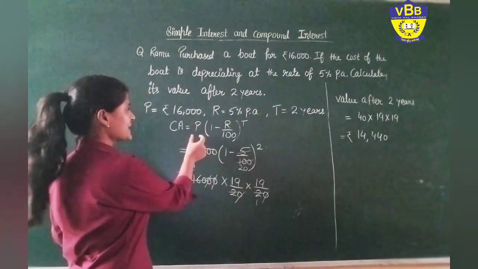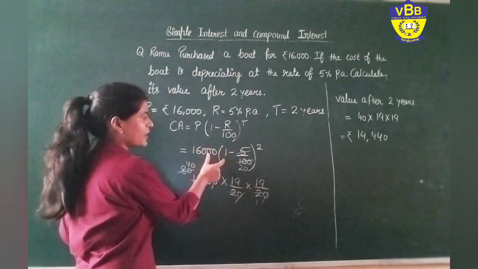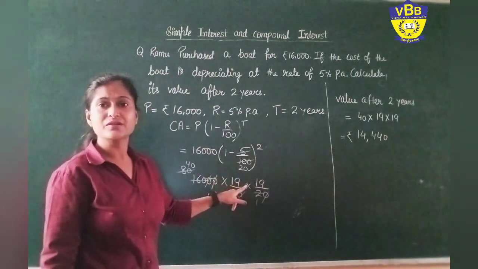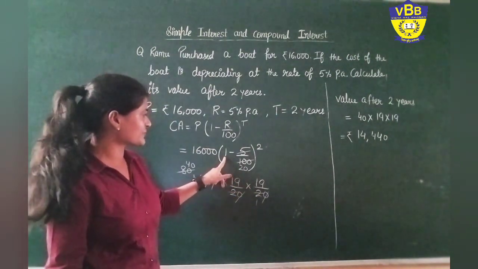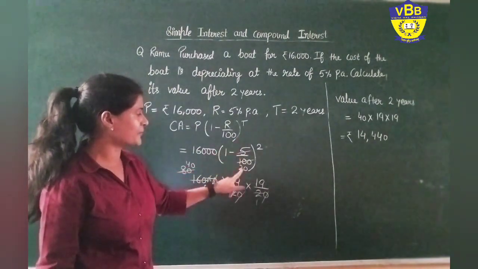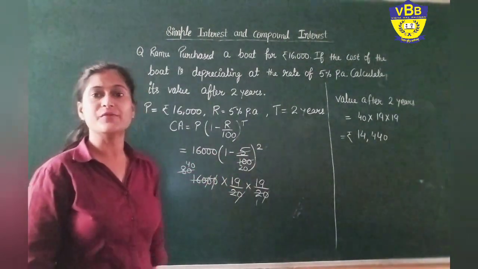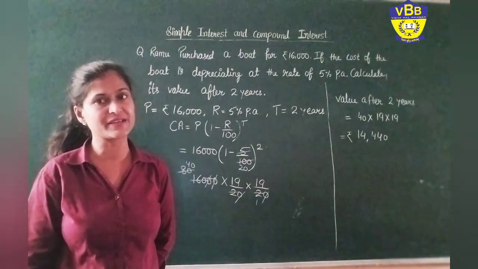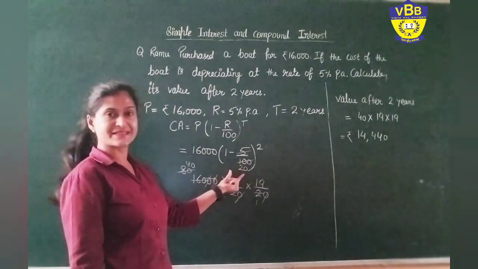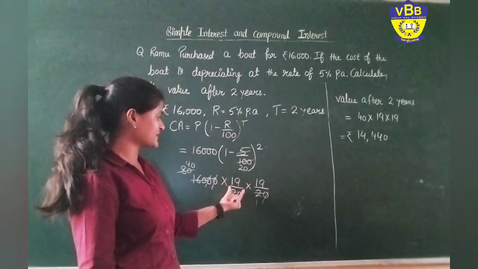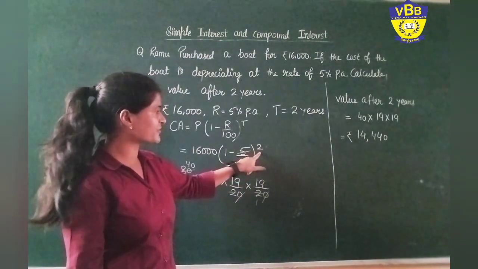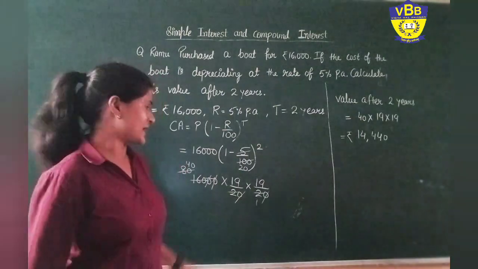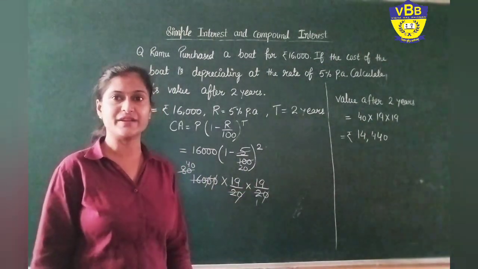Then the same value we put: 16,000 into 1 minus 5 upon 100. 5 ones are 5, 5 twos are 10. It means we are taking 1 minus 1 upon 20. They are fractions, and fraction values are solved by taking an LCM. So we get an LCM of 20, and the solution will be 19 by 20. How many times will we write 19 by 20? The power is 2, so we write it twice: 19 by 20 into 19 by 20.